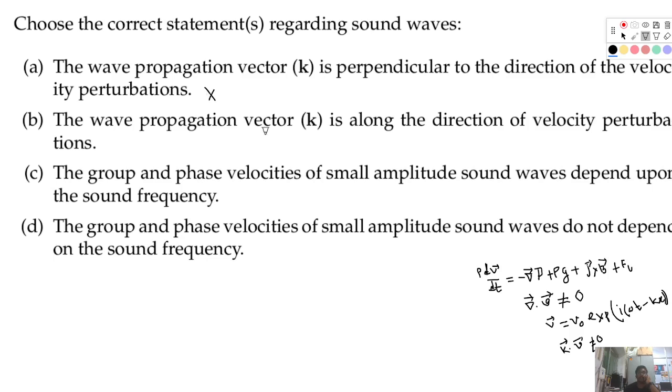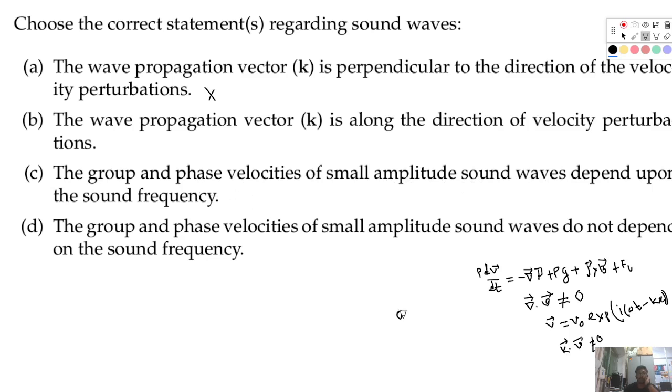Now the wave propagation vector is along the direction of velocity perturbations, which is correct. Okay, now the group and phase velocities of small amplitude sound waves depend upon the sound frequency.